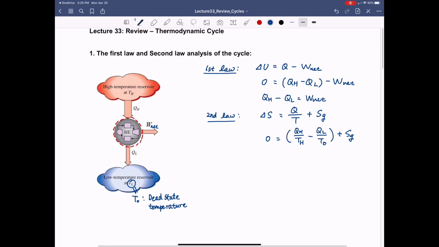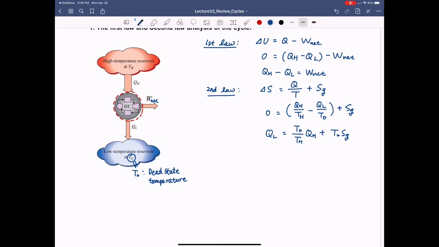So from this equation, what you can see is QL, the amount of heat rejection, can be written as T naught over TH times QH plus T naught entropy generation. Now I have one equation that is from the first law of thermodynamics, and I have another equation that comes from the second law of thermodynamics, where we have QL as the common term.